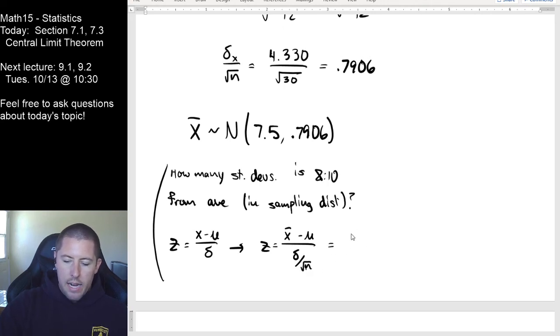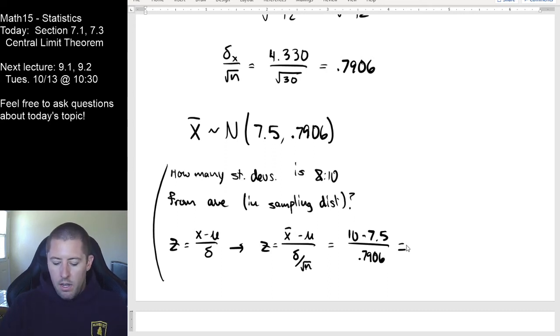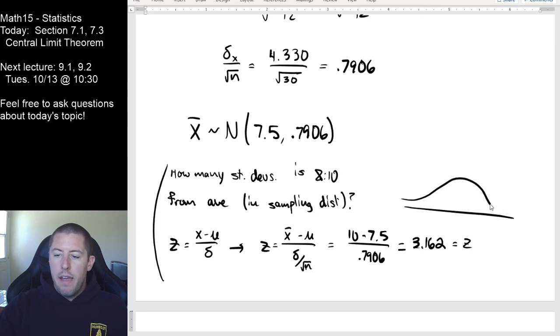And so in this case our x bar would be 10 minutes after the hour for the average time, minus 7.5, the average time for the bus to get there. And we computed sigma over root n to be 0.7906. I can now check this out here: 2.5 divided by that decimal is 3.162. So you should notice right away that we are interested in computing the probability of an event being at least 3.162 standard deviations above normal.